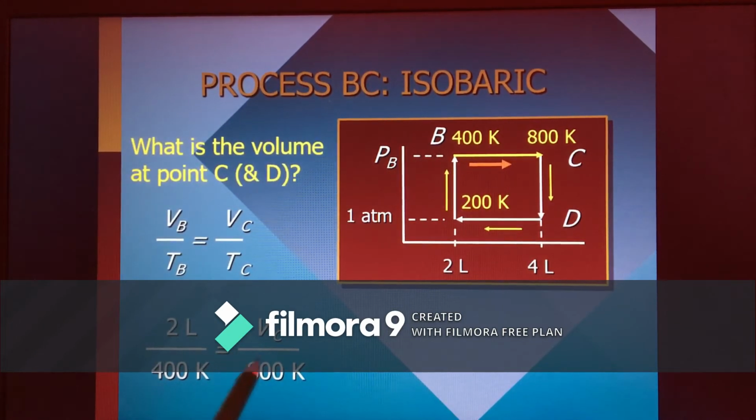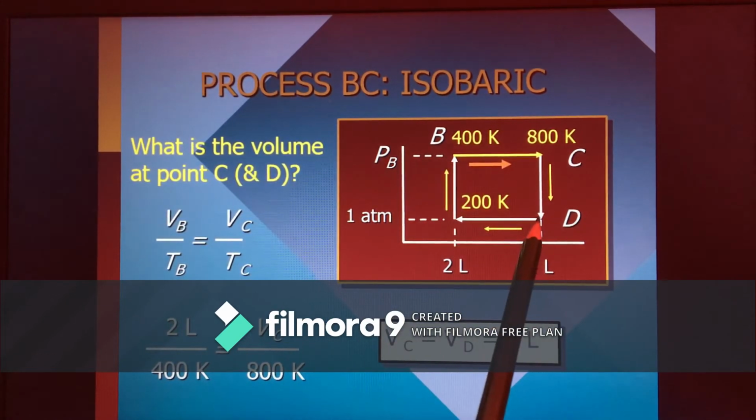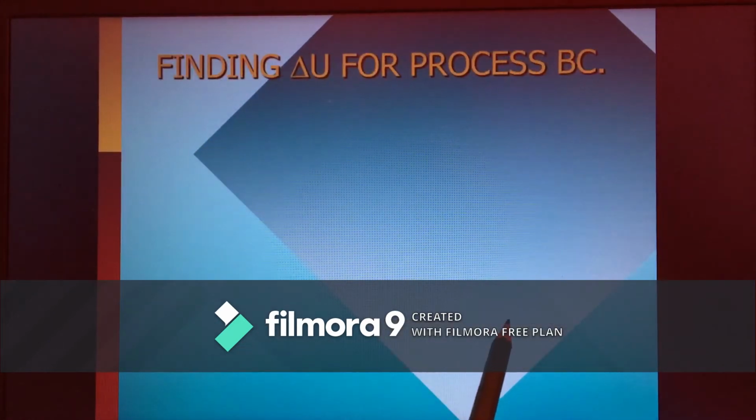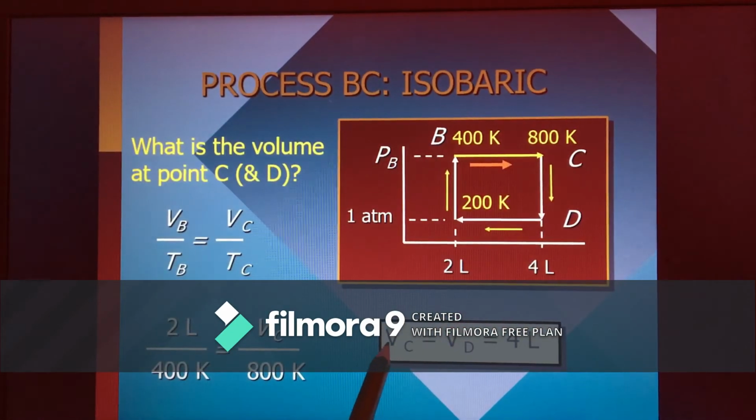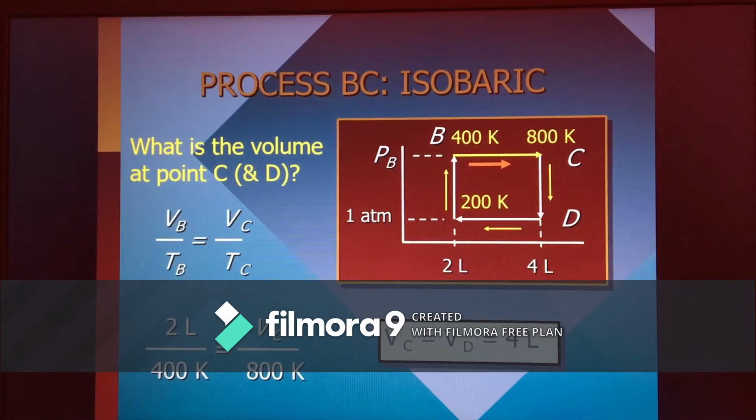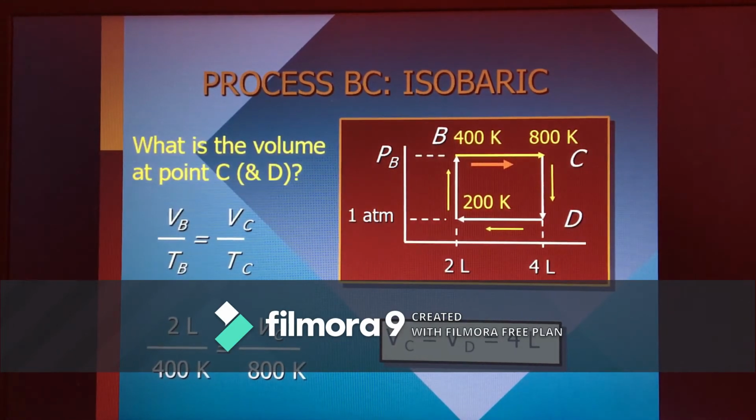Mathematically, we can get this by manipulating this equation, and we get VC, which is equivalent to the volume at point D, equal to 4 liters. So we got the volume at point C equal to the volume at point D, and that is equivalent to 4 liters. Okay, so I hope you find it easy to calculate those volumes.